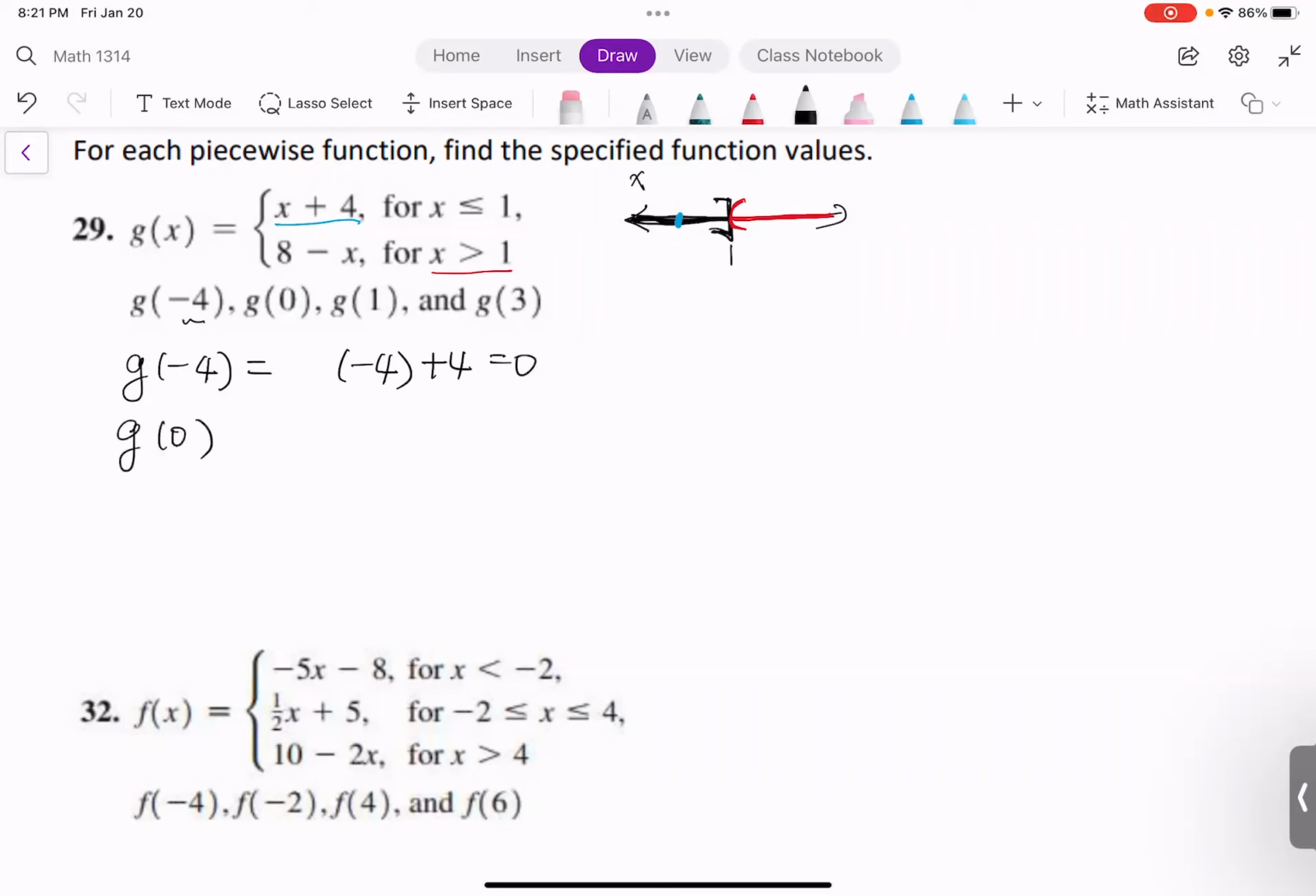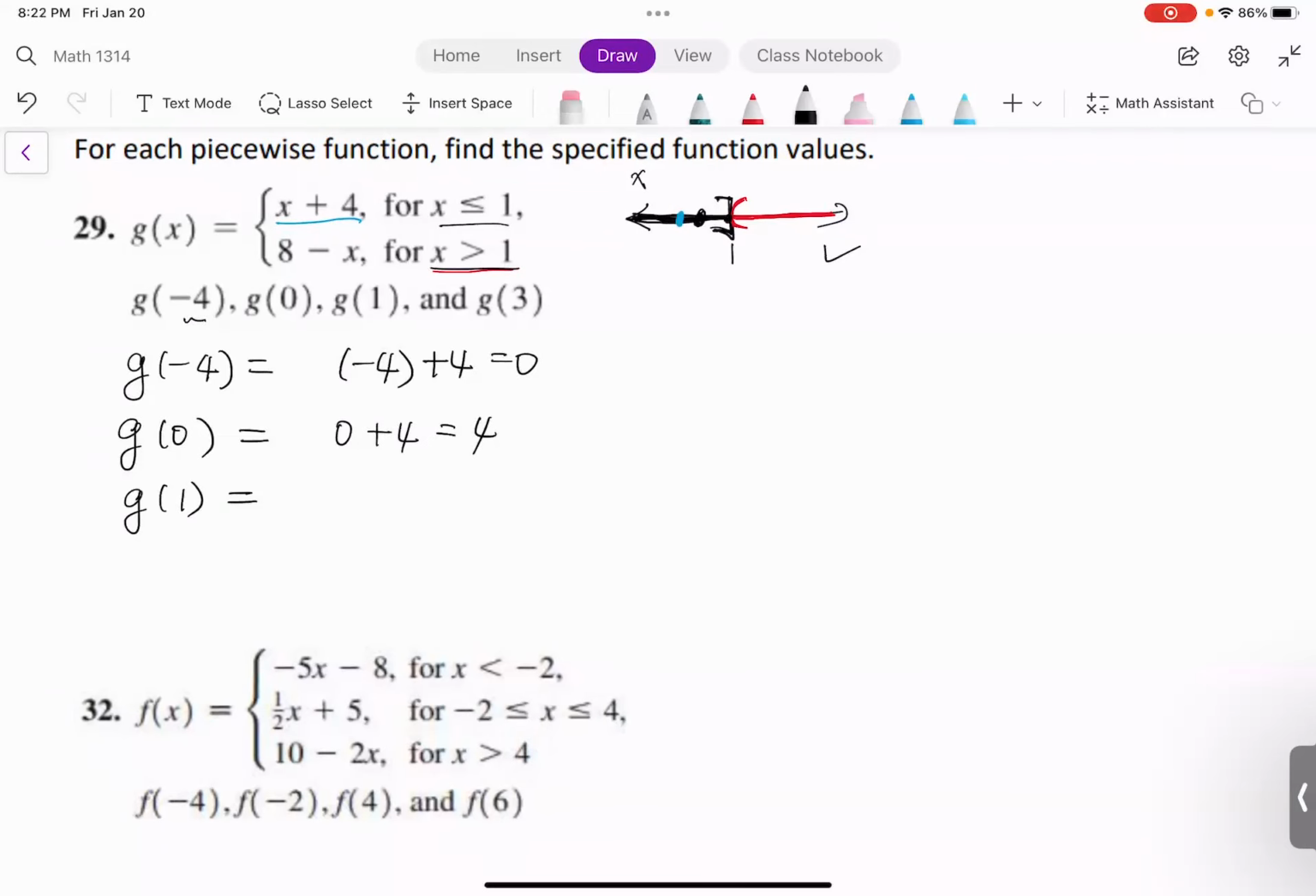Second one, g of 0. Where is the input 0? Yes, it is on the left side, so we are still using the first equation. 0 plus 4 is 4. And g of 1. Where is 1? In the first interval or the second interval? Yes, it's here, in the first part of the interval, so we plug into the first equation, x plus 4. So 1 plus 4 is 5.